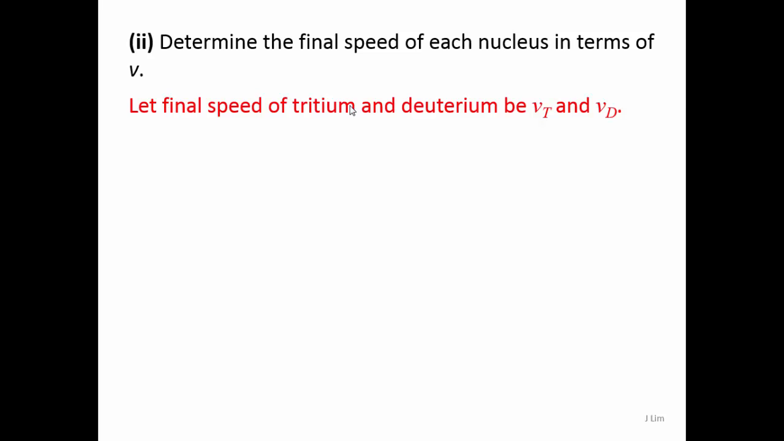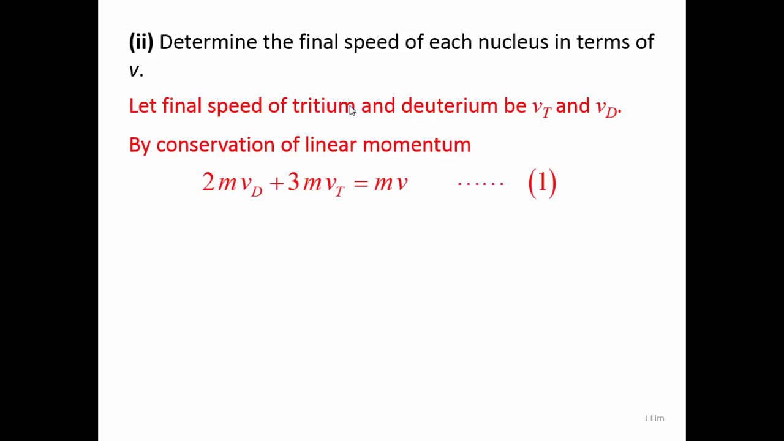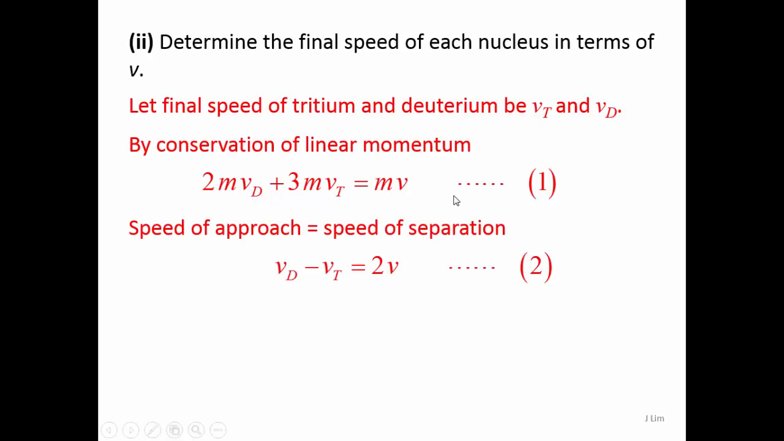Determine the final speed of each nucleus in terms of v. So let the final speed of tritium and deuterium be vt and vd, respectively. By conservation of linear momentum, we have this expression. The speed of approach equals the speed of separation because of elastic collision, which gives the second equation. Solving these two equations, we get the velocity of tritium is minus 0.6v and the velocity of the deuterium is 1.4v.